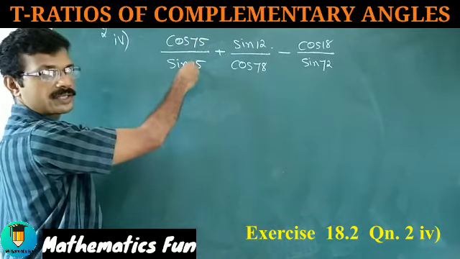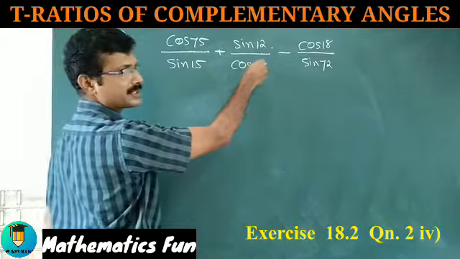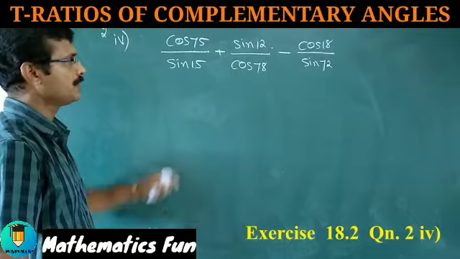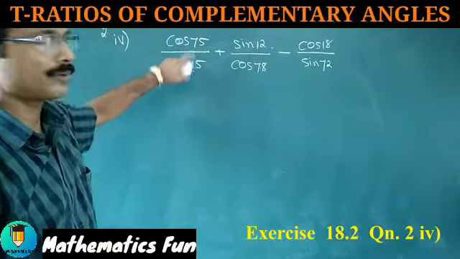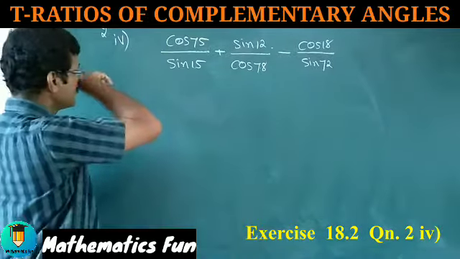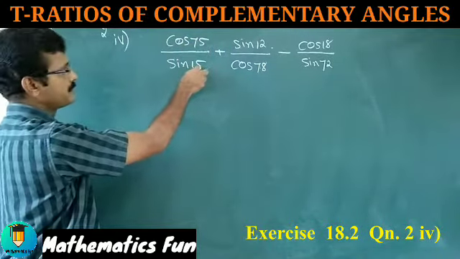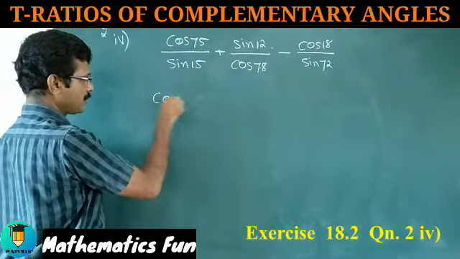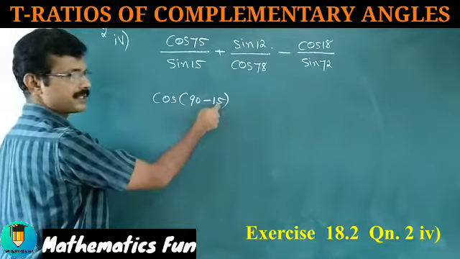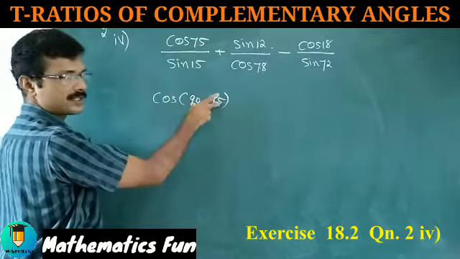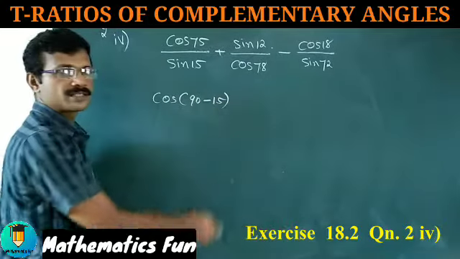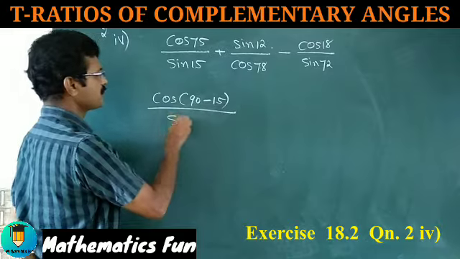75 plus 15 is 90. 12 plus 78 is 90. 18 plus 72 is 90. So what we will do is, among the numerator or denominator, you have to change any one. I am changing the numerator. This 75 I can write in terms of 15. Cos 75 I can write as cos of 90 minus 15, since 90 minus 15 is 75. I wrote 75 as 90 minus 15, keeping the cos 90 minus theta formula in mind. And the denominator I am not changing.